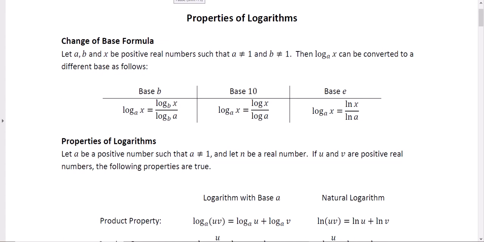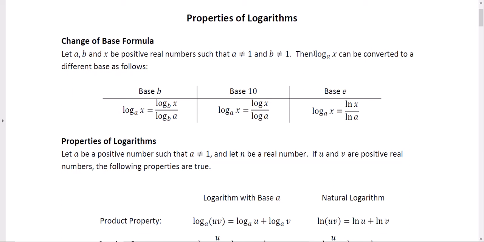Now that we know that logarithms are just exponents, let's look at some of their properties. Starting with the change of base formula. Let a, b, and x be positive real numbers such that a is not equal to 1 and b is not equal to 1. All right, so positive means they're not 0, they're not negative, and now also they can't be 1.